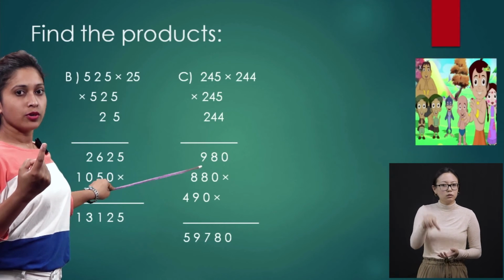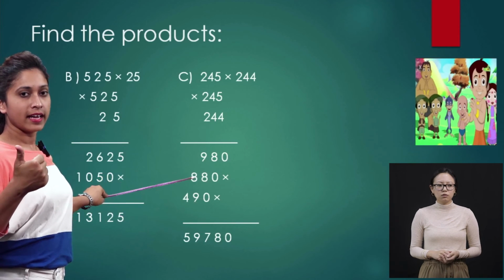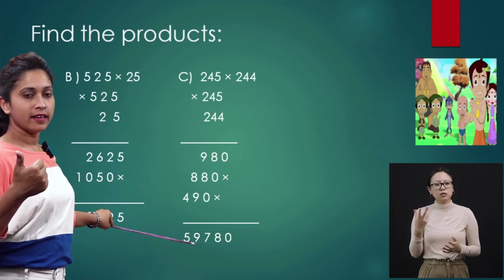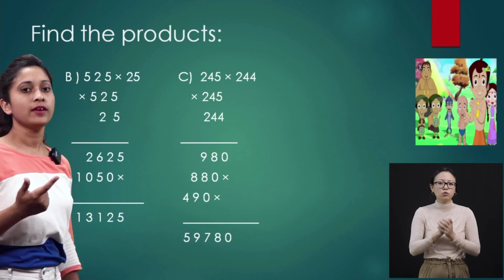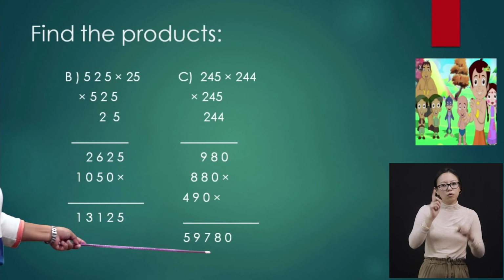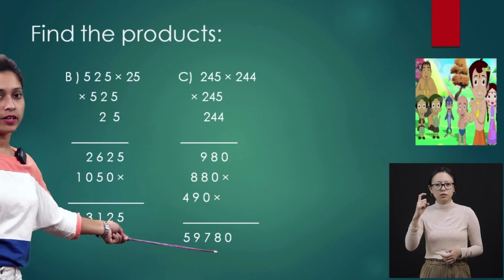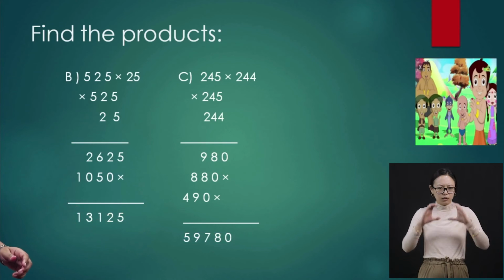All right. So 9 plus 8 here, 17, 7. Carry 1. Again, 9 plus 9, 18, and 1, 19. So 9 here, and then carry 1 along with you. Then 4 plus 1, that will be 5. So the total answer that you'll get is 59,780. Right. So am I clear, children, with you?